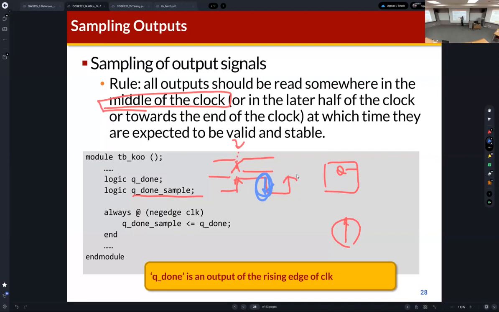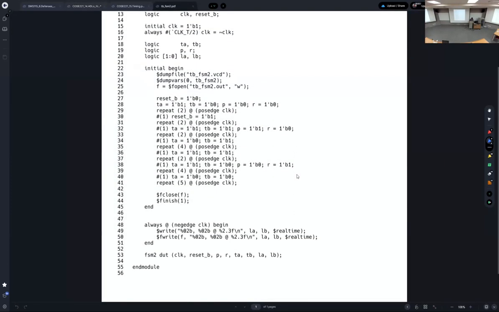So this is the example. You can find the negative edge of the clock, right? So I sample the Q, which is the output of our module, at the negative edge of the clock. Okay, so in the middle of the clock period, in order to sample the clear and correct output value. Okay, this is the sampling of output signals.